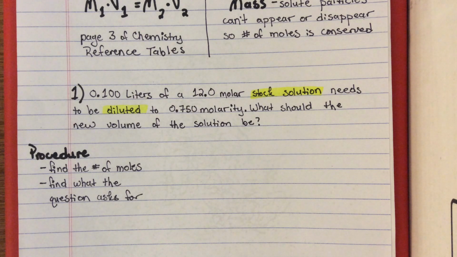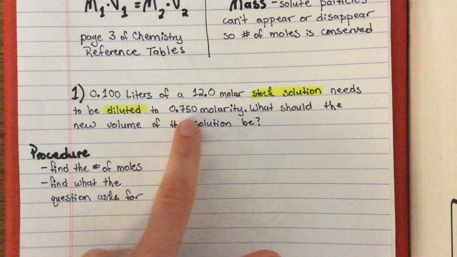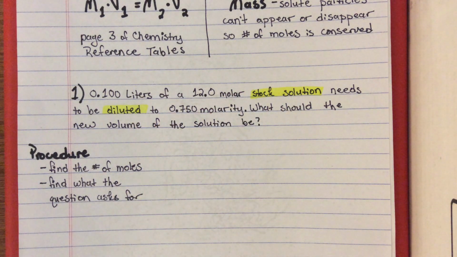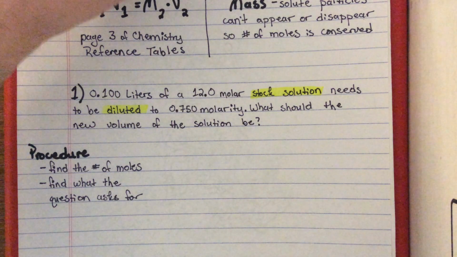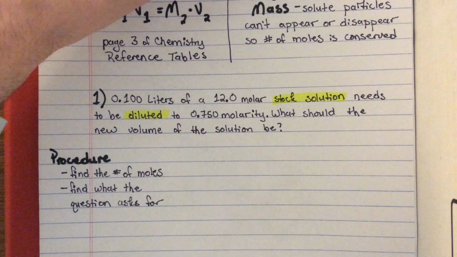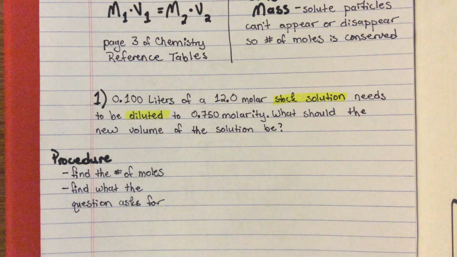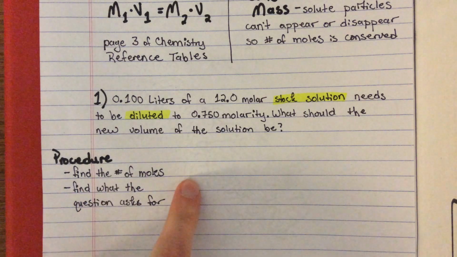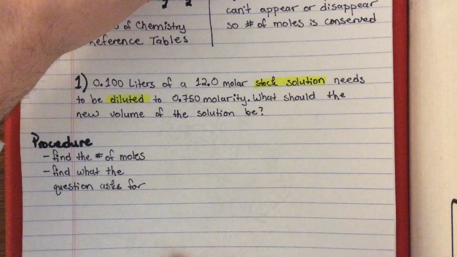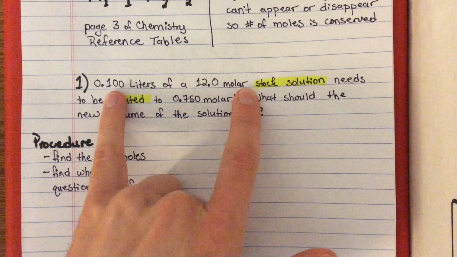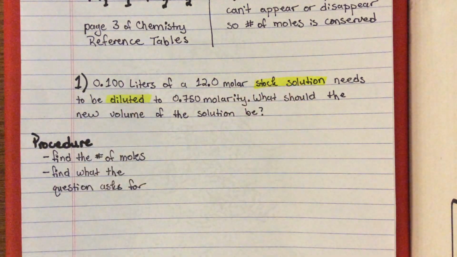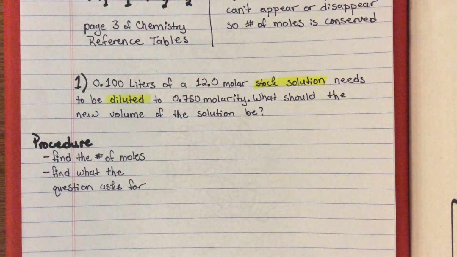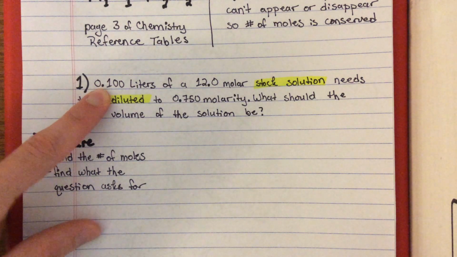So the thing that stays the same between the stock solution and the dilute solution is the number of moles, as conservation of mass says. So when we're solving these problems, our first step in our procedure is to find that number of moles. And then we can look for whatever it is that the question is asking for in particular. So the first step is to find our number of moles, and we have the molarity and the volume of the original stock solution.